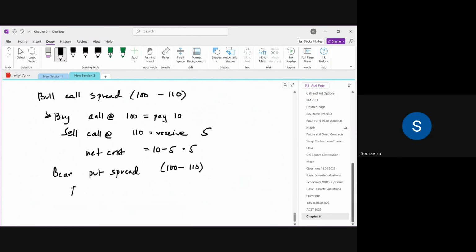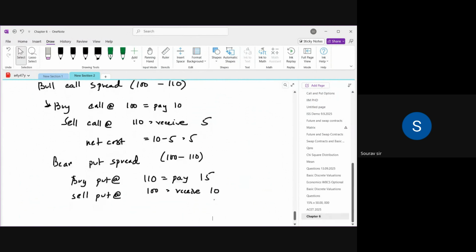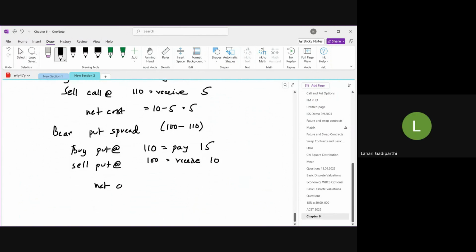Now the bear put spread at 110. So you buy a put at 110. What do you pay? 15. You sell a put at 100, so you receive 10. So what is the net cost? 15 minus 10, that is 5. You pay 15 and receive 10. Okay, so the total cost is 5 plus 5, that is 10.